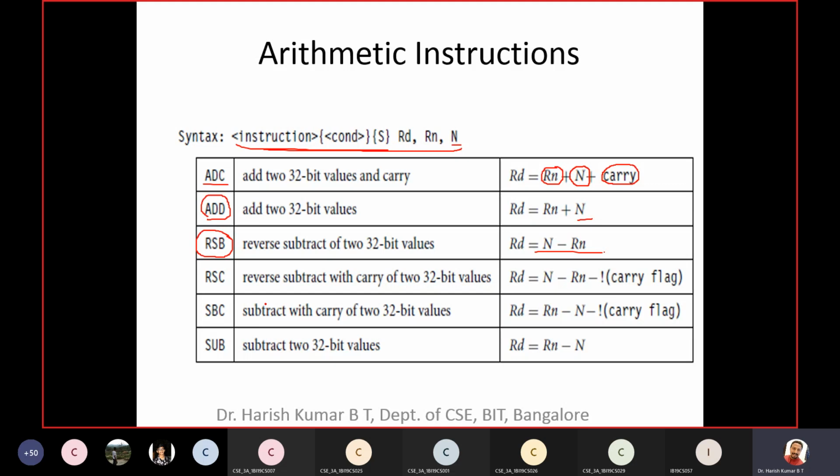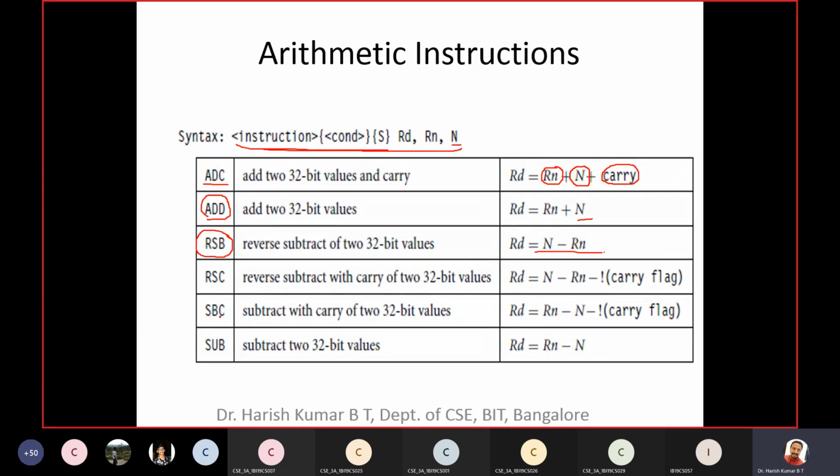And then reverse subtract with carry. From n, the second operand, it subtracts the first operand and also subtracts the negation of the carry flag. So negation of the carry flag is also subtracted. You can see minus not of carry flag. So if the carry flag is 0, it will subtract 1. If the carry flag is 1, it will subtract 0.